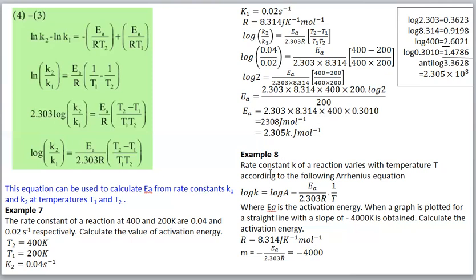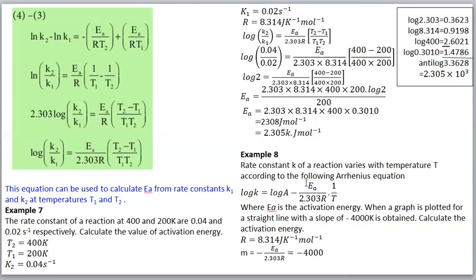Then question number 8. Rate constant K of a reaction varies with the temperature T according to the following Arrhenius equation: log K equals log A minus Ea by 2.303 R into 1 by T, where Ea is activation energy. When a graph is plotted, a straight line with the slope of minus 4000 Kelvin is obtained. Calculate the activation energy. Here you see log K is plotted against 1 by T.